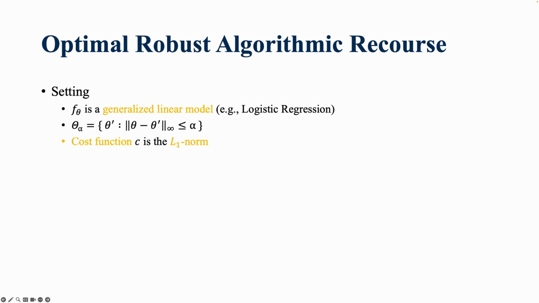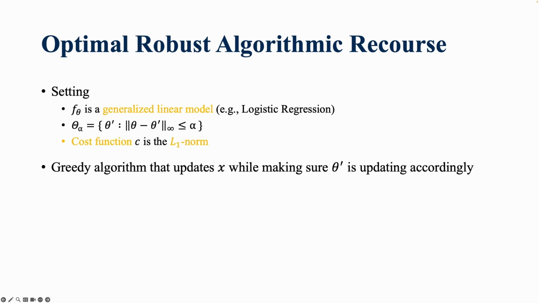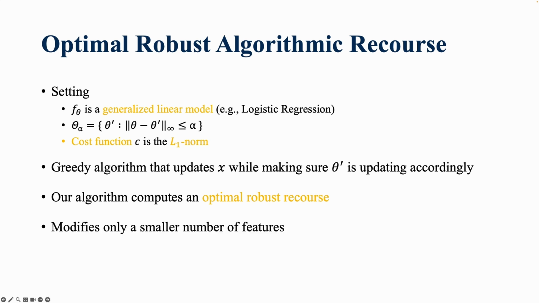The algorithm is an iterative, greedy algorithm where in each step it identifies the best candidate X and then determines the worst-case model corresponding to that X. This process yields an optimal robust recourse. Moreover, because it's greedy, the algorithm typically changes only a small subset of features, which translates to fewer practical changes that a person would need to make.